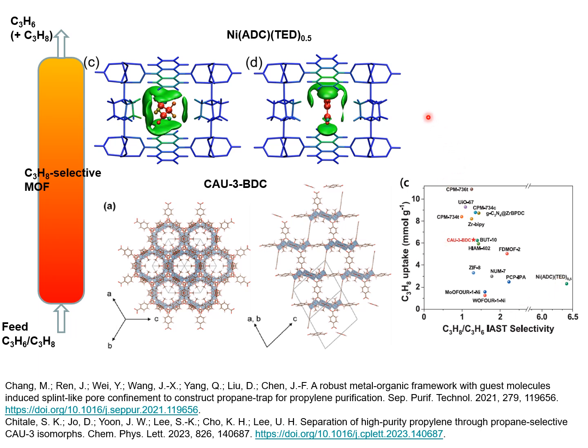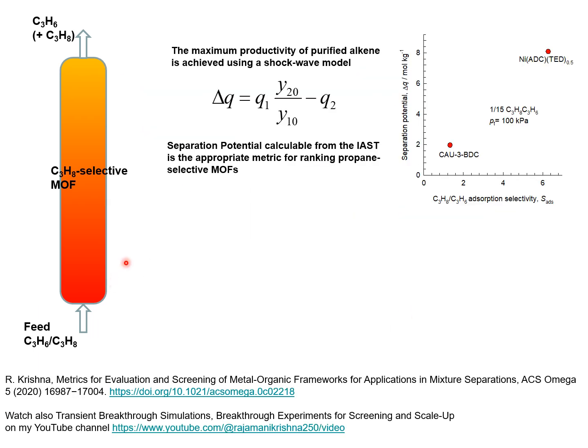Let's re-examine the performance of these two MOFs, and I'd like to make a few remarks on how these two MOFs should be compared. The first point I'd like to make when comparing propane selective MOFs is that the comparisons should be based on the separation potential that is calculable from the IAST.